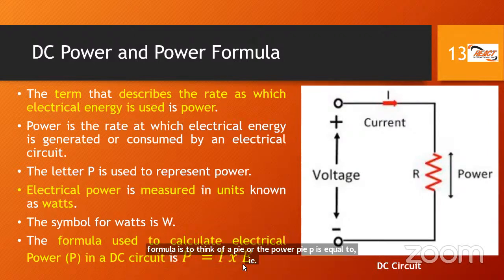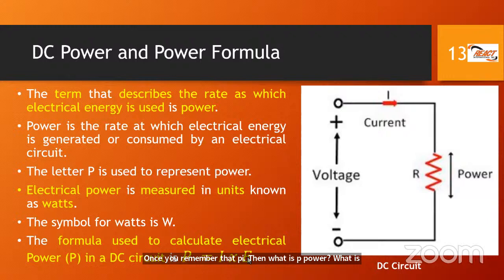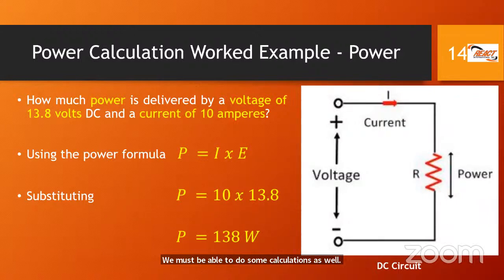Once you remember that pi, then what is P? Power. What is I? Well, I is current. And what is E? E is the electromotive force or voltage. So that's our power formula for DC circuits. And we will get into some calculations just now, similarly to how we used Ohm's law to do some calculations. As amateur radio operators, we must be able to do some calculations as well. All right, so we'll do a couple of slides and then we'll take a short break and we'll come back with the rest of the slides.